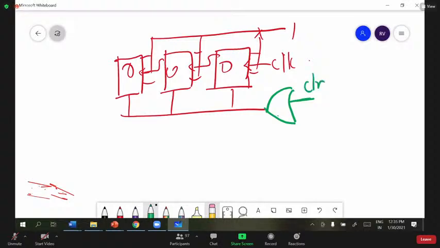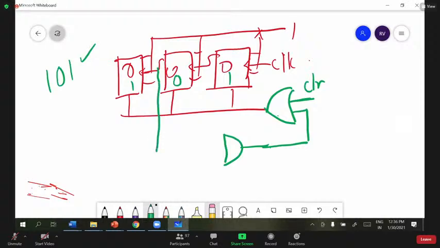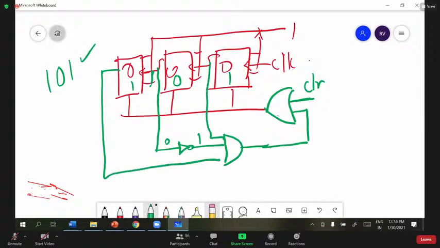Clear signal is this one, and you have to use one AND gate. So you have to reset this 101. Whenever 101 is there, you have to reset that to 0, meaning wherever 0 is there, you just connect this and use one NOT gate here. This 0 is inverted and connected here. And this 1 also I connected here, and you can connect this 1 also here, so that the output is 1 here.